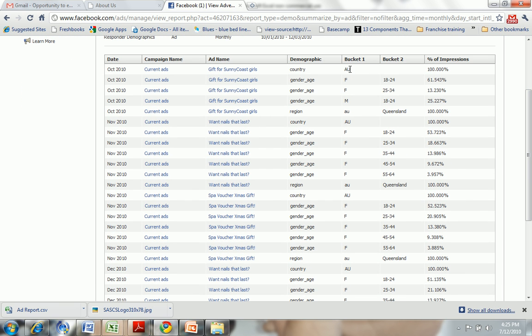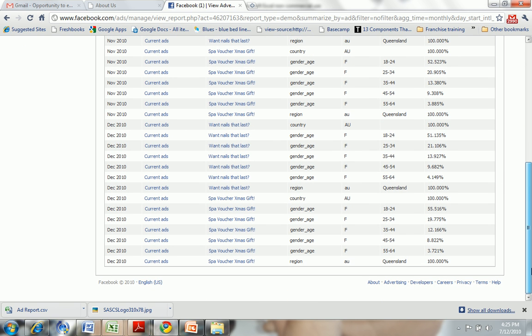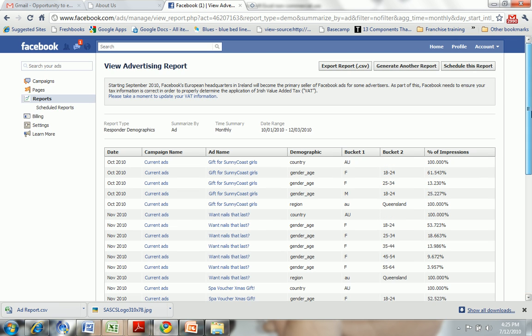So mainly Australians, which is what we wanted, females, 18 to 24 and 25 to 34. So we can see that not so many 55 to 64 year olds are clicking on the ad, which is interesting. So maybe we could narrow our focus down somewhat. So it really is pretty extensive.